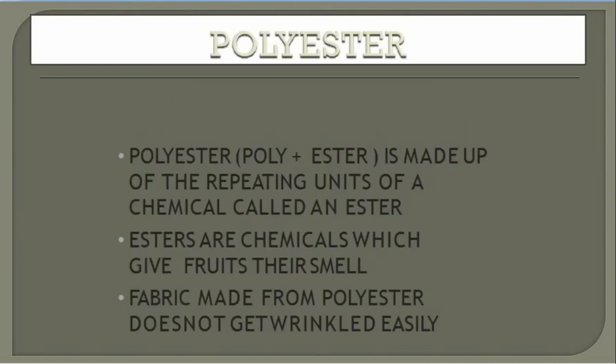Now, we are going to talk about polyester. So, polyester is made up of two words. First, poly means many, and ester is a type of chemical, and here ester is the monomer. As I told you, many units of monomers form a polymer, and here ester is the monomer. Esters are chemicals which give fruits their smell, and the fabrics made from polyester do not easily get wrinkled.